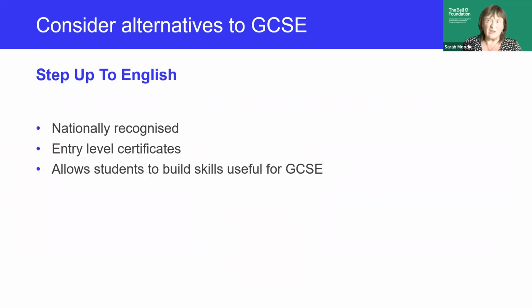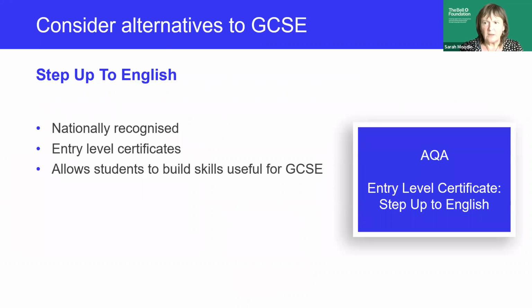You might want to consider alternatives to GCSE. So Step Up to English from AQA is a qualification that can run alongside or instead of GCSE English language. It's progressive, it's bronze, silver, gold progression, and it's good because students practice the same skills needed at GCSE. So it's useful preparation for perhaps sitting or resitting GCSE at college or sixth form next year or the year after. And from this point of view, I would recommend it as being better than the functional skills exam.